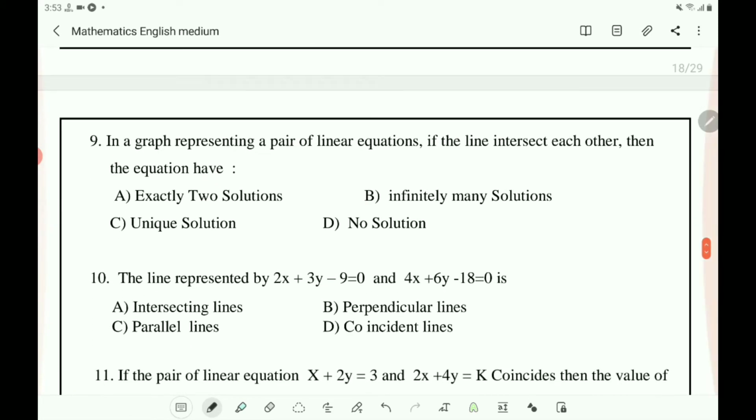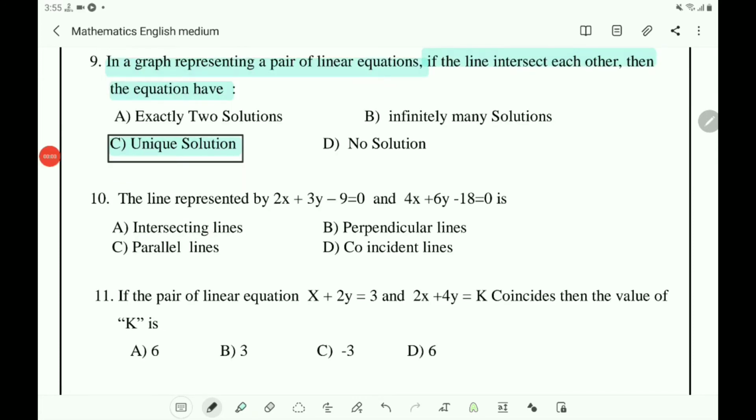Then you take question number 9. In a graph representing a pair of linear equations, if the lines intersect each other, then the equations have. If the lines intersect each other, they have a unique solution. Option C is the answer. Note down the answer, option C. Now you take the next question.